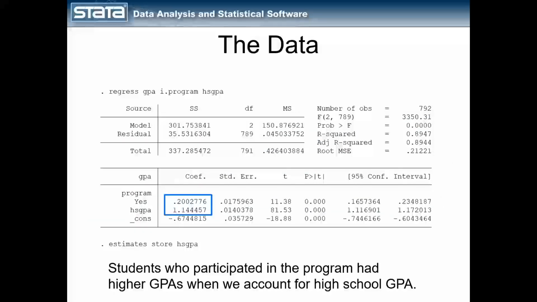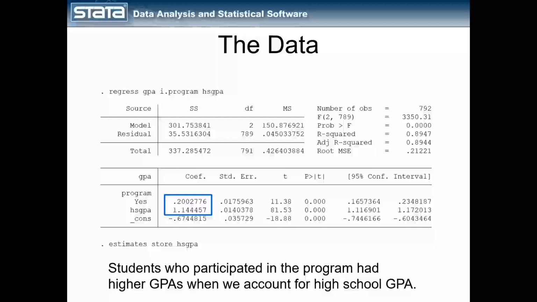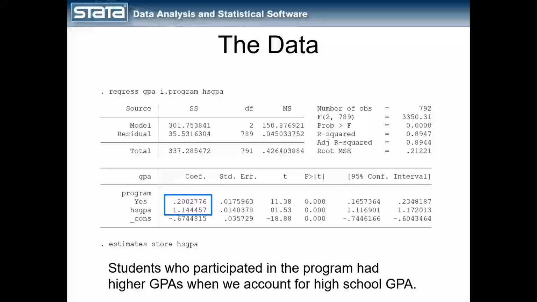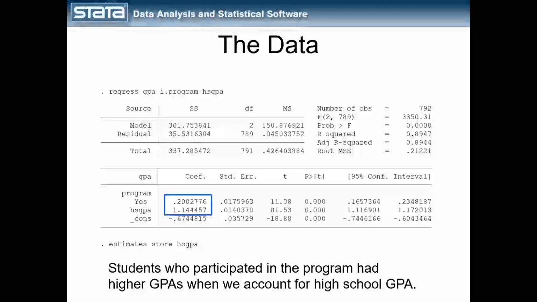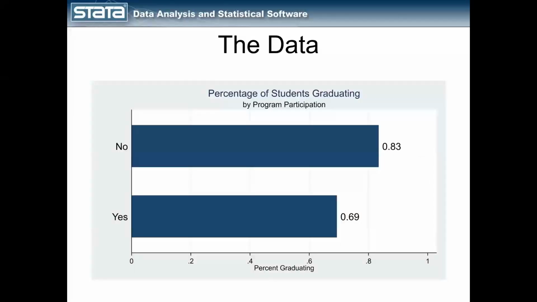So just for fun, let's fit a regression model again for GPA and program participation and put high school GPA in the model. And sure enough, when we do that, the coefficient for our program participation flips to the positive side. So there's some strange relationship going on there. But again, we're just getting to know our data and fitting some basic models.